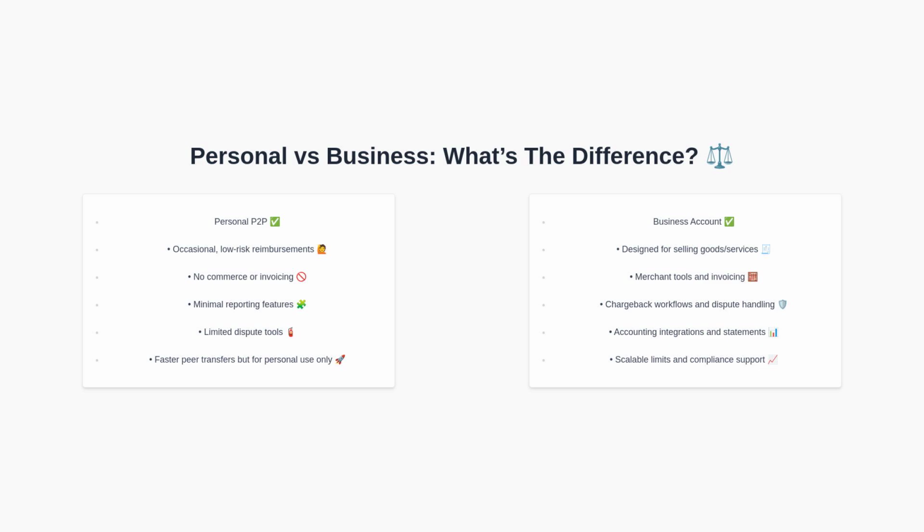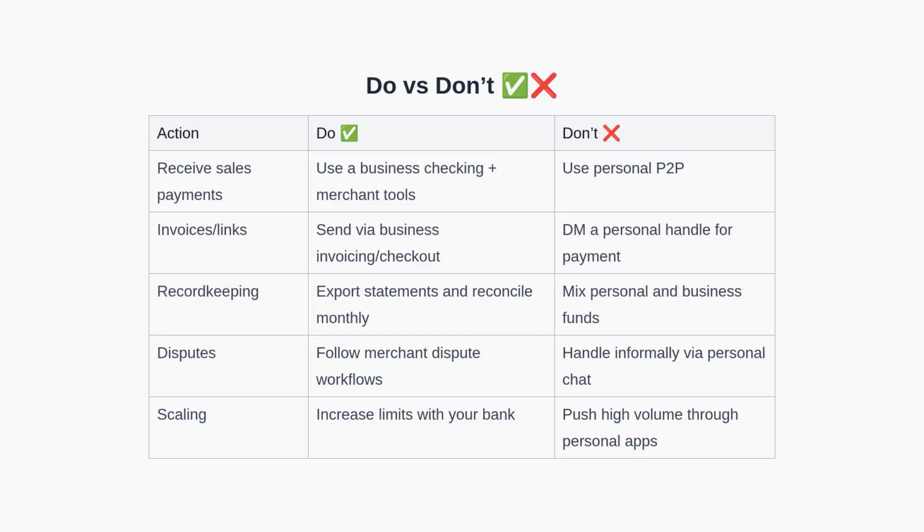Now let us make this practical with a do and don't checklist. This table provides a quick checklist. Do use a business checking account and merchant tools for sales payments. Do send invoices or checkout links through proper business systems. Do export statements and reconcile regularly. Do follow formal merchant dispute workflows. Do scale by working with your bank on limits.